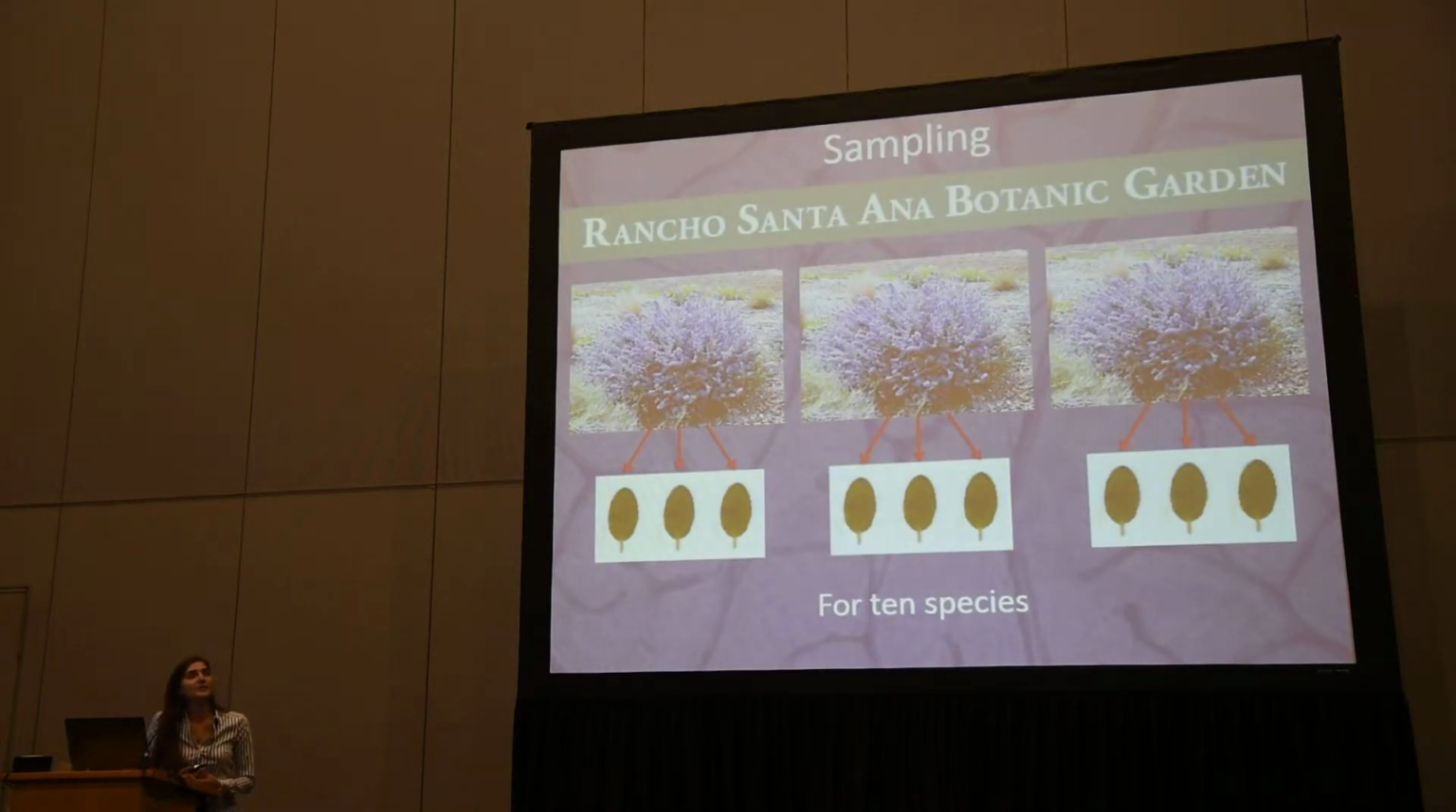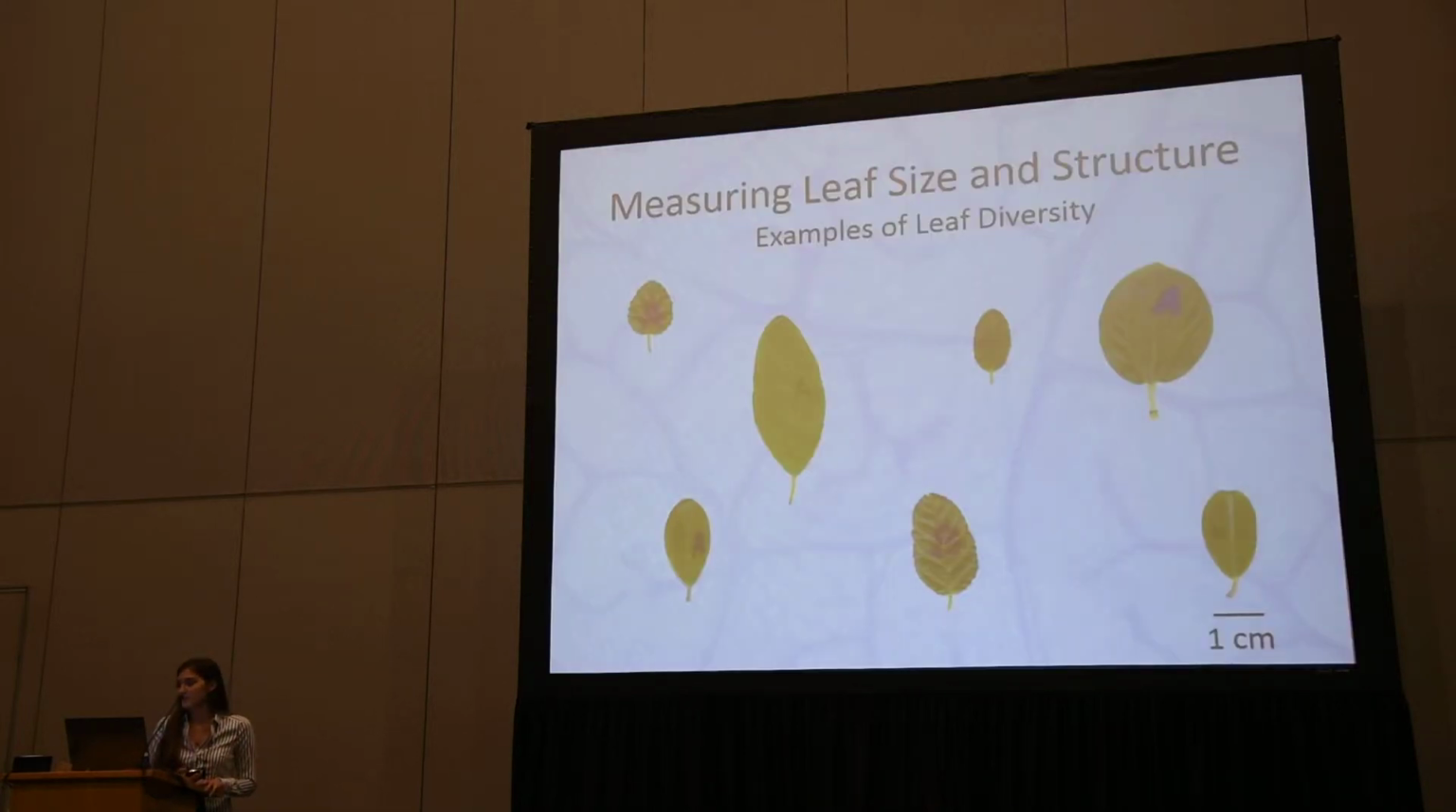Sampling for this experiment took place at the Rancho Santa Ana Botanic Garden, which is in Claremont and grows only native California species. We sampled 3 leaves per mature plant and 3 plants per species for 10 species, 6 of which were in the Ceanothus subgenus and 4 were in the Cerastes subgenus. It's important to note that they were all sampled in this common garden, so any differences we saw in leaf traits between species we could attribute to genetic differences and not to the leaf traits responding to the environment. And we measured 56 leaf traits, and this is just an example of some of the diversity.